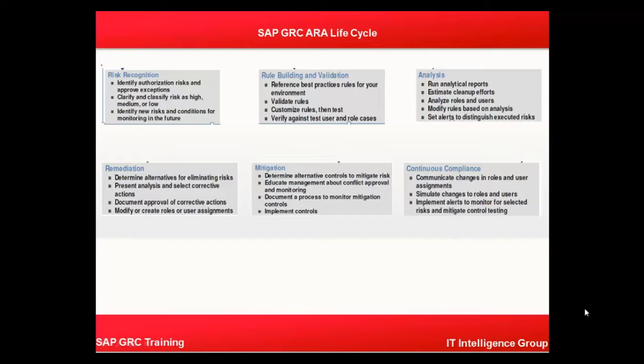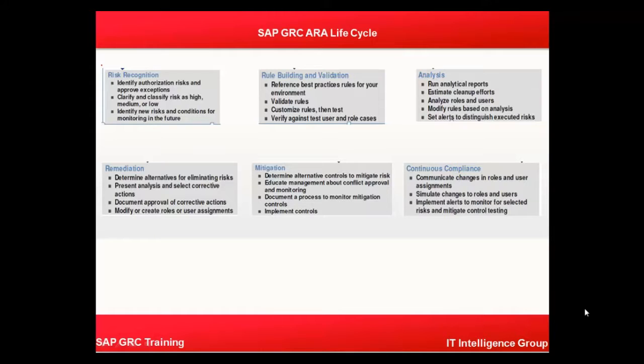Document the approval of corrective actions. Modify or create rules or user assignment. Okay, so the main thing is remediation. Okay, once the risks are remediated, we need to see which are the risks which cannot be remediated. So we need to come up with a mitigation plan for them, that is determine alternative controls to mitigate risks. Educate management about conflict approval and monitoring. Document a process to monitor mitigation controls. Implement controls. Okay, and then last is continuous compliance.